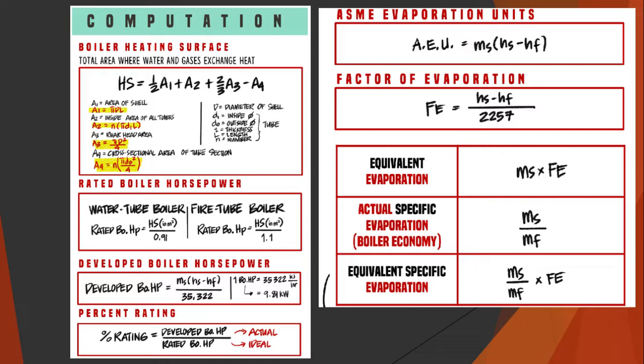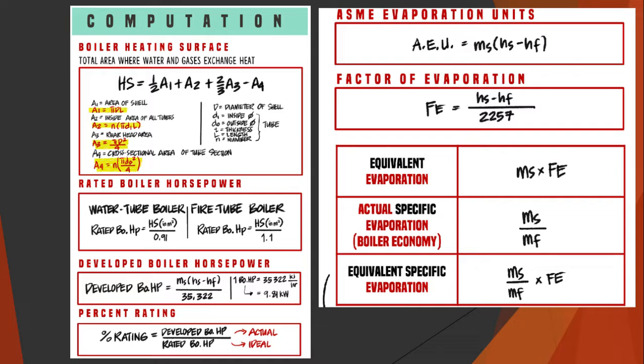So, the rated boiler horsepower. So, dalawa, water tube tsaka fire tube boiler. Para sa ating water tube boiler, kailangan natin yung heating surface in meter square all over 0.91. Sa ating fire tube, same lang na bago lang yung denominator, naging 1.1.